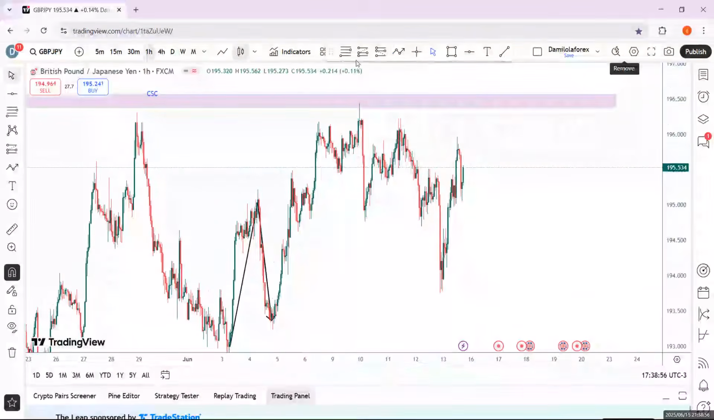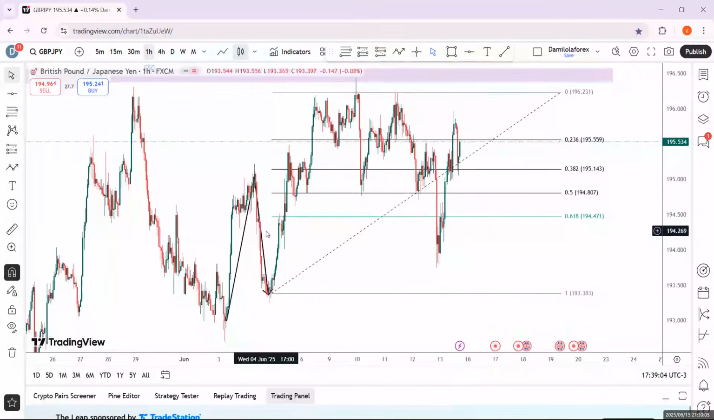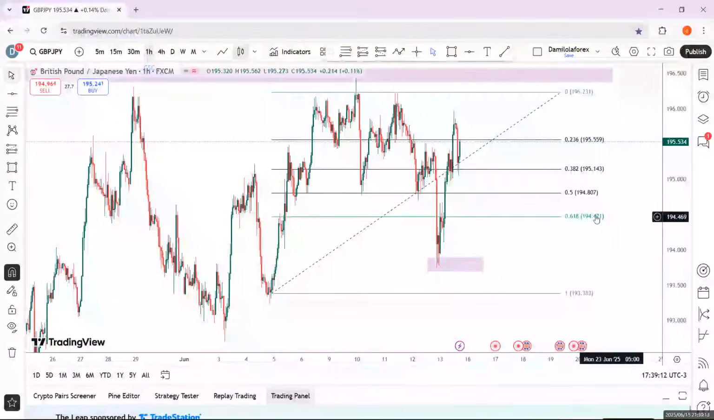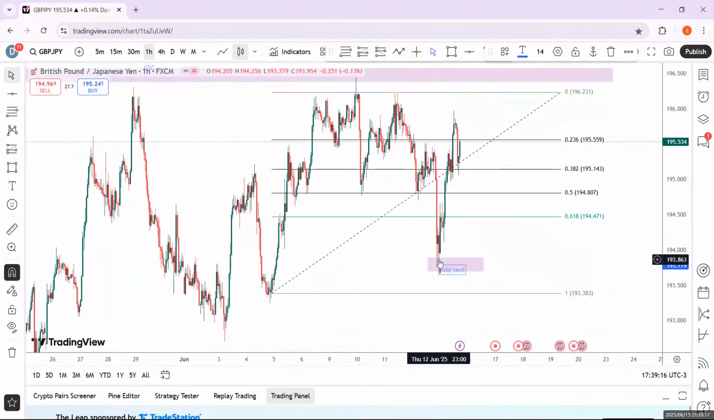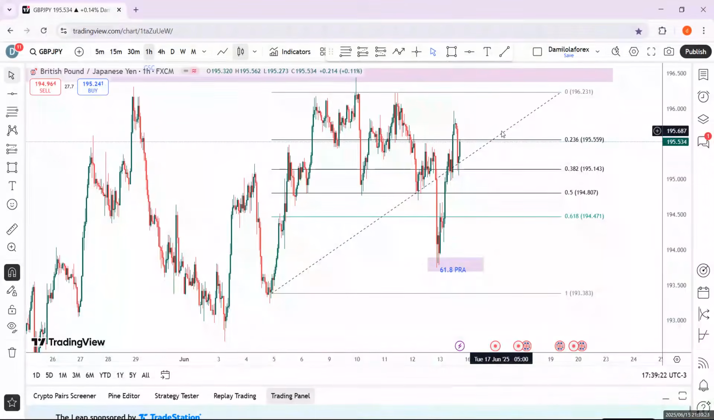So now, what is the 61.8? You bring out the Fibonacci from the low to the high. The 61.8 is right here within this particular structure circle. Let's take this off. The 61.8 is right here within this particular structure. I can see this is 61.8 here, but remember that we always pick the lowest point. So this is the 61.8 PRA level.